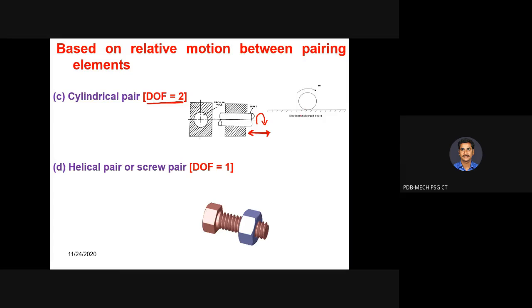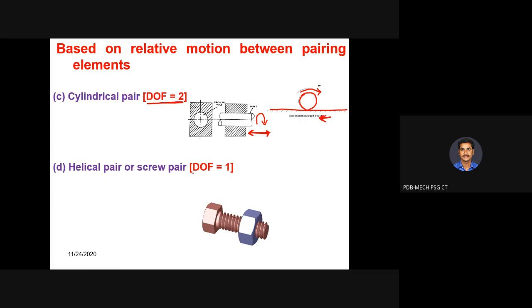Another example for a cylindrical pair: a flat surface or a floor that you can assume here, and you are having a roller or a coin. You can rotate this roller, and the floor is also going to be translated. Assume it is a table. The roller can rotate, and at the same time the table can translate. So we are having 2 degrees of freedom. Clear?